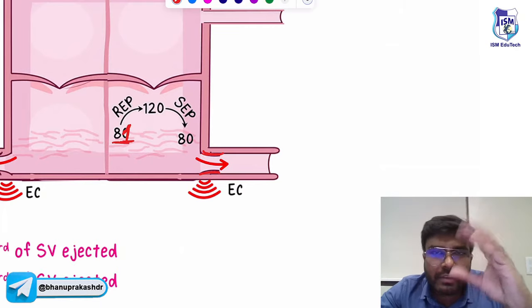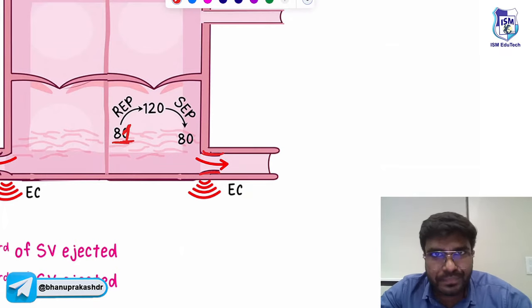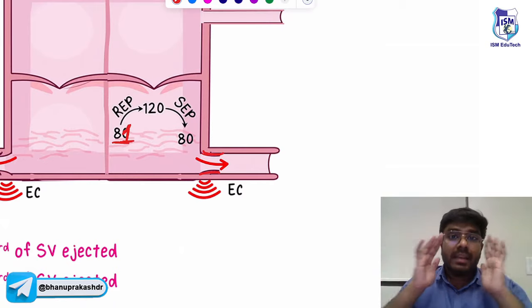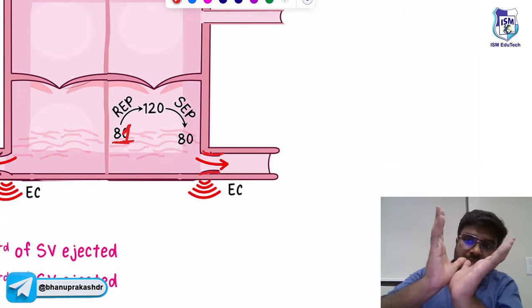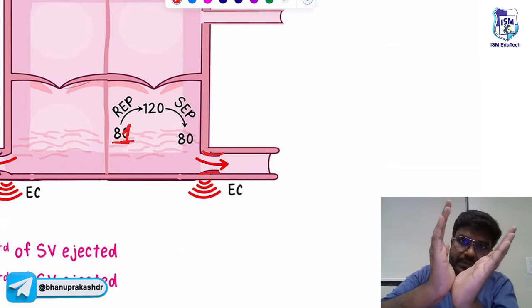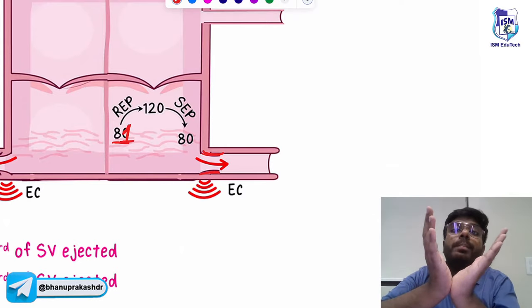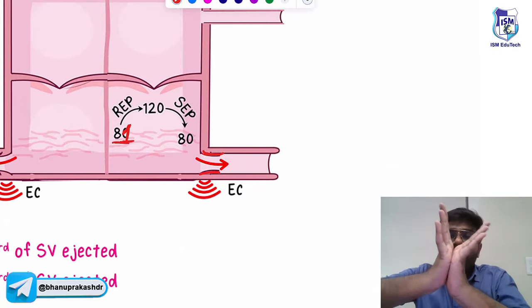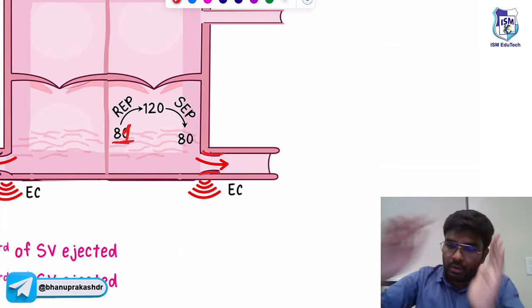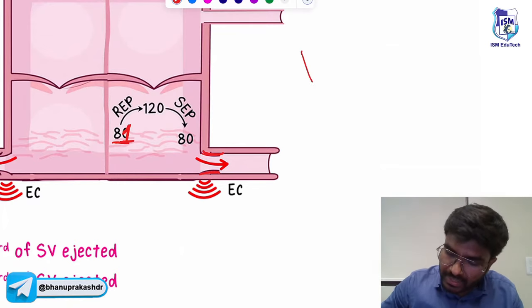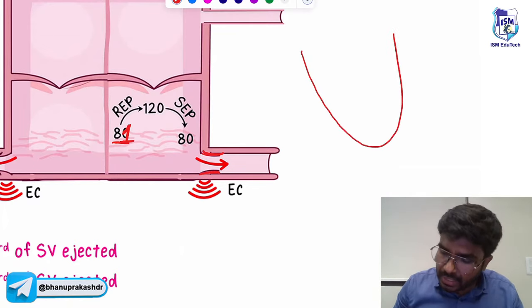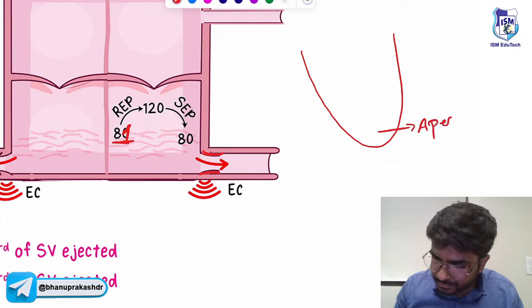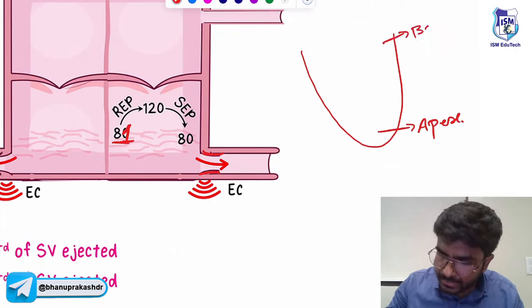It has opened the aortic valve. The aortic valve is open. But look, imagine this is the left ventricle. This down part is called the apex. This is called the base.